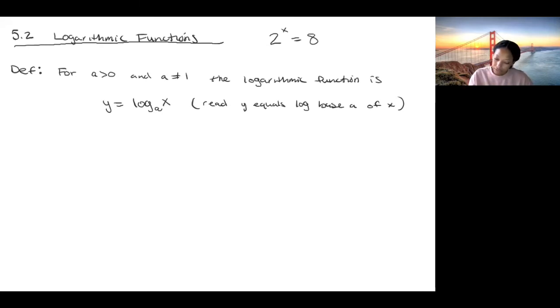And what does this mean? If y equals log base a of x, then a, our base, to the y power is equal to x. So the a tells us what our base is. The x tells us what output we want. And then the y, or the answer that we get for the logarithm, is the exponent.